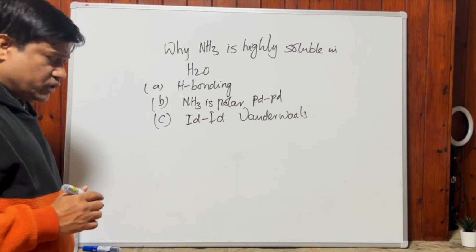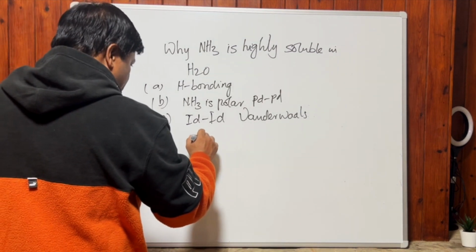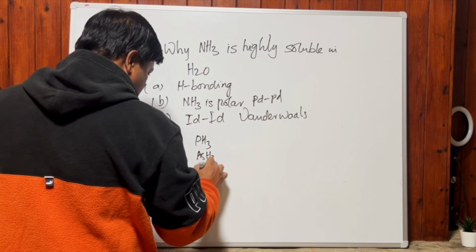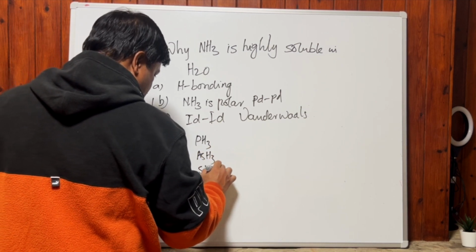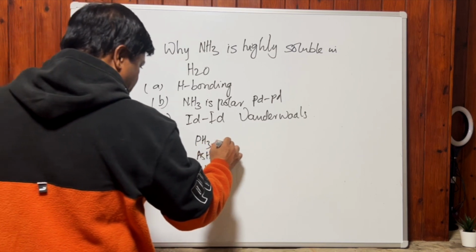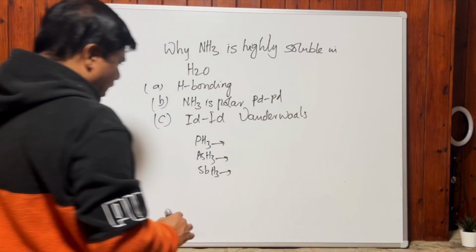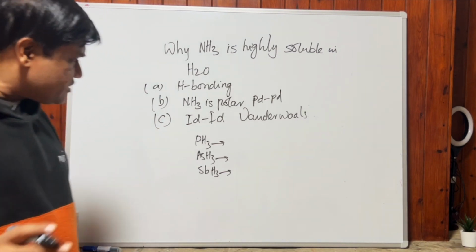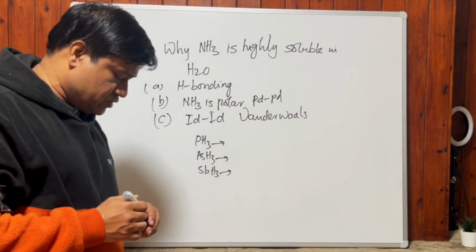Ammonia is soluble in water. Then come to PH3, AsH3, SbH3. Yeah, polar. And then which one is highly soluble? As the size increases, solubility increases.